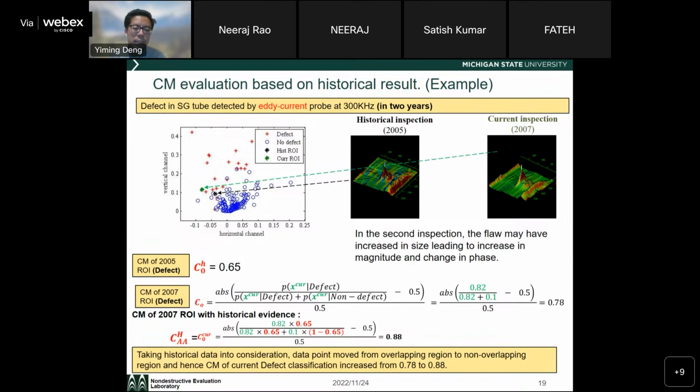So these are the results coming from two data sets. One is coming from the 2005 data set, the other from the 2007 data set. From the 2005 data set itself, your C0H, we have no previous history, so we call this 2005 a historic data set. We calculate the confidence of it, and we have 65% confidence that this is a defect.